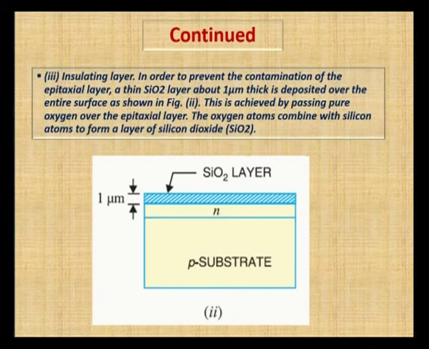Next we move on to the insulating layer. After forming the epitaxial layer, we need to protect it from the external environment. So a silicon dioxide layer is formed by exposing the epitaxial layer to pure oxygen. Some of the silicon atoms in the N type material combine with the pure oxygen, forming a silicon dioxide layer on top of the epitaxial layer. This is how the P substrate, epitaxial layer and silicon dioxide layer are formed.